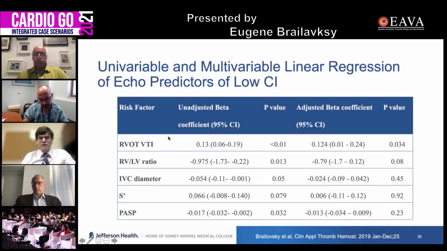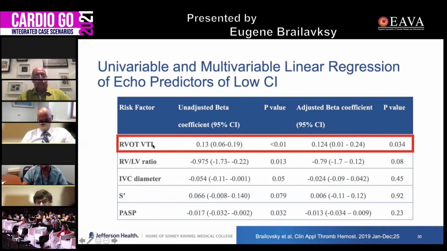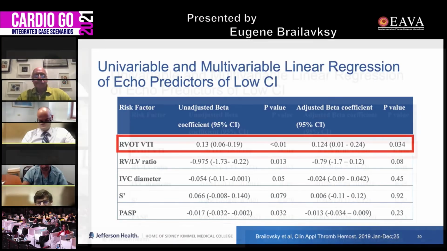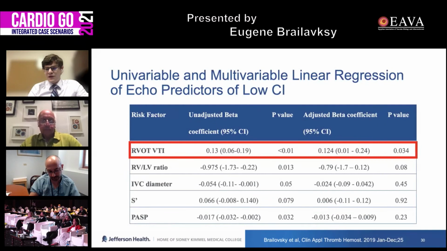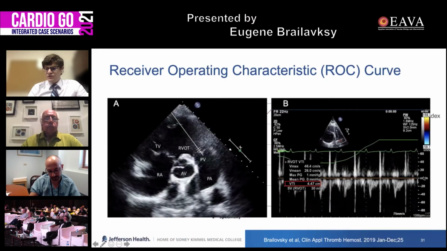And then we looked retrospectively at different echo parameters and found that RVOT-VTI is a very powerful predictor of cardiac index, independent of everything else, and it's actually the only one that independently predicts it. We found that a cutoff value of 9.5 centimeters carried pretty reasonable sensitivity and specificity, with the area under the curve approaching 0.8. And it's fairly easy to perform.